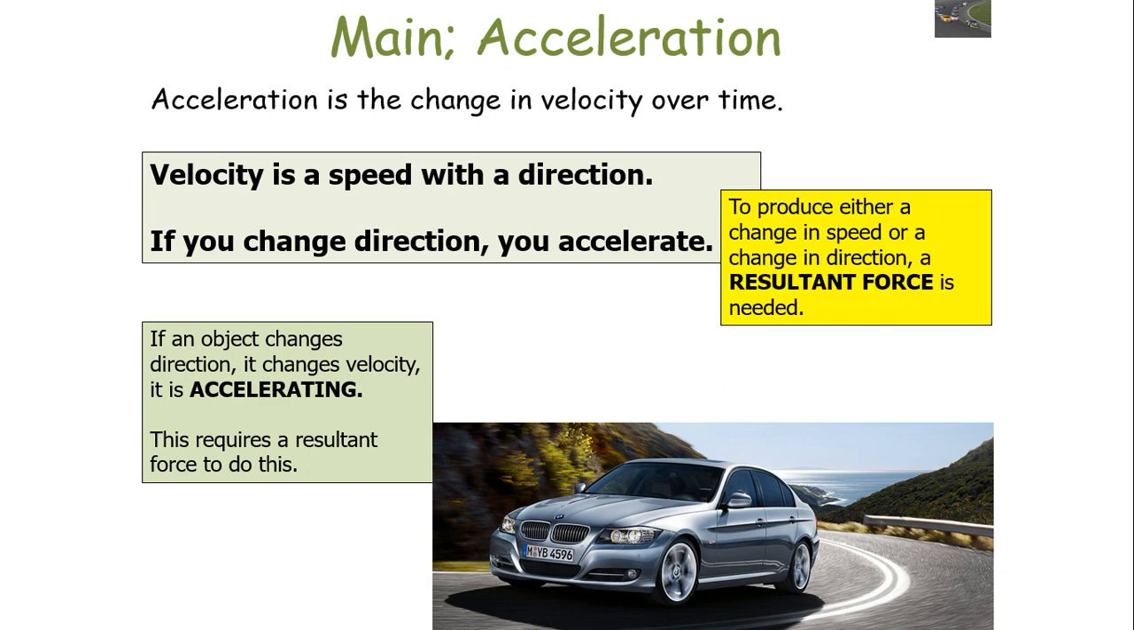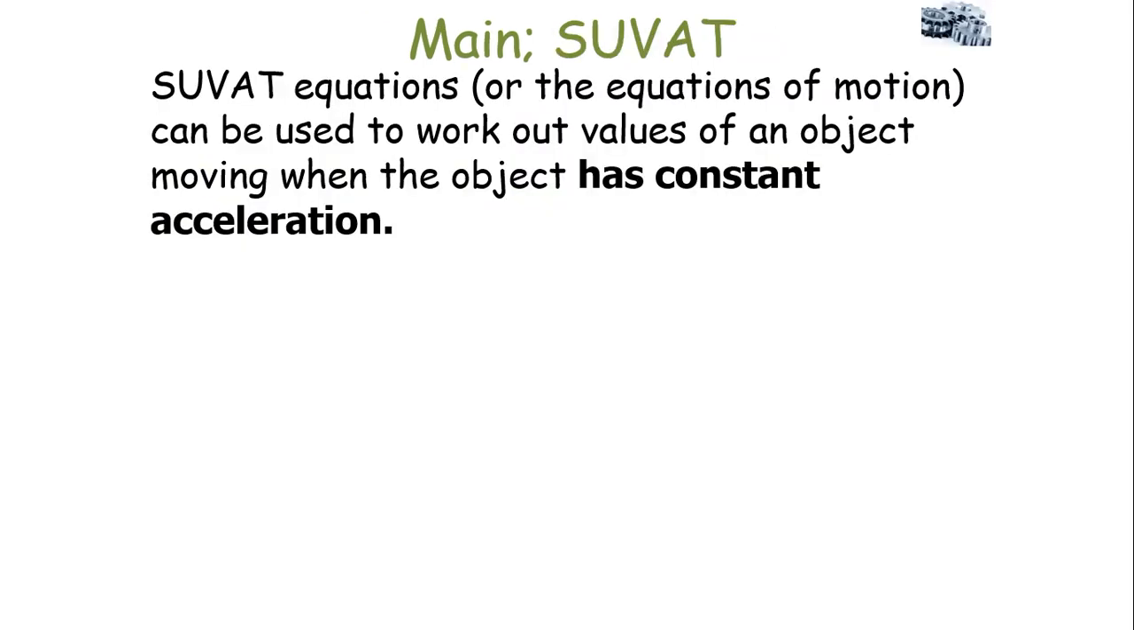Like mentioned before, to produce either a change in speed or a change in direction, a resultant force is needed. Now, we can finally link this in to something called the SUVAT equations, or the equations of motion. These particular equations can be used to work out values of an object moving when it has constant acceleration.